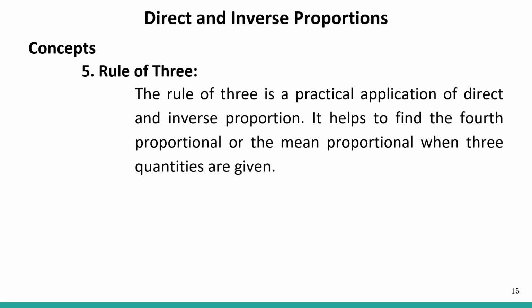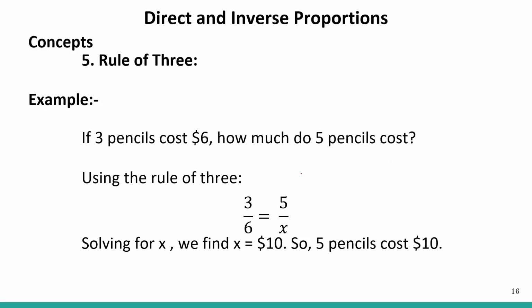So let's see what the rule of 3 is. The rule of 3 is a practical application of direct and inverse proportion. Okay. So a thing to be noted here is we are talking about both direct and indirect proportion. It helps to find the fourth proportional or the mean proportional when 3 quantities are given. For example, if 3 pencils cost $6, how much do 5 pencils cost?